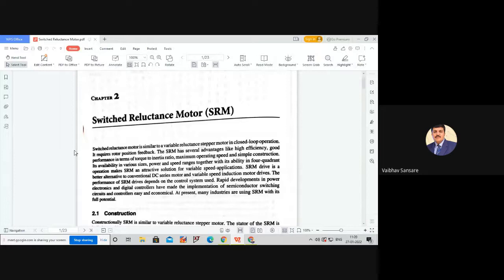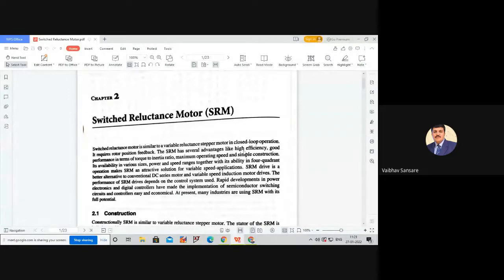The third advantage is that this motor has a maximum operating speed. The operating speed of this motor is also high, and its construction is simple. The construction is simple because there are no windings or permanent magnets on the rotor. The rotor is simply made up of a stack of laminations which consist only of a number of teeth on its rotor periphery. So the construction is simple.